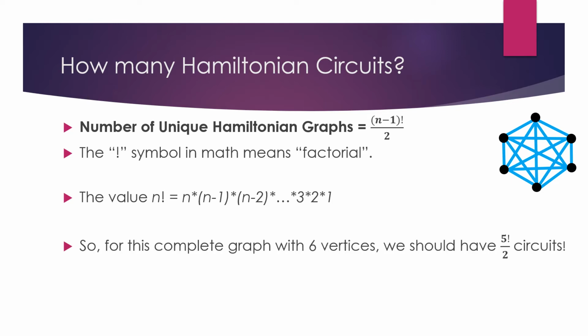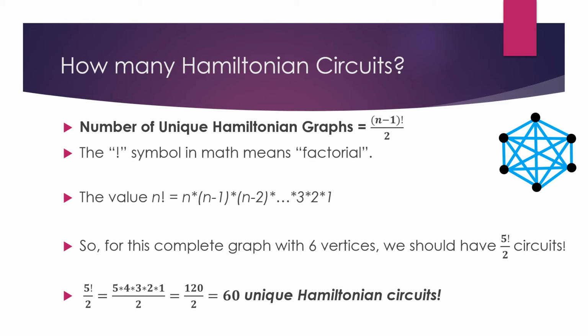So for this graph, it's got 6 vertices. Well, 6 minus 1 is 5. So that's 5 factorial over 2 circuits. Well, if I do that, I'll get 5 times 4 times 3 times 2 times 1. That's 120, all over 2. That's 60 different Hamiltonian circuits. And by the way, when I say 60 different ones, that means 60 unique shapes I can make that touch all 6 points.